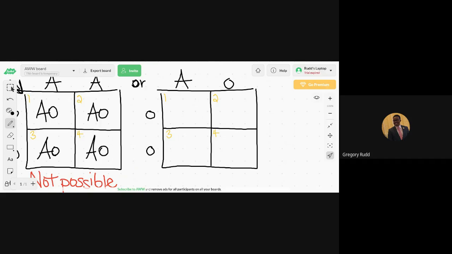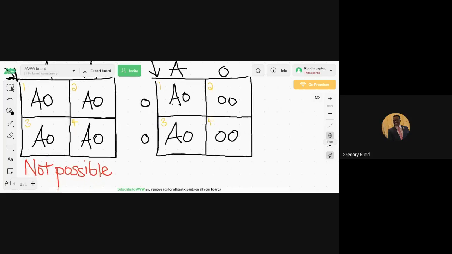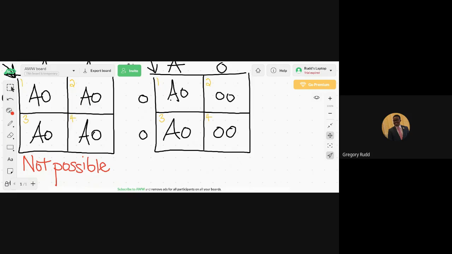Okay, what about box 1 of this Punnett square? AO. What about box 2? OO. Good. What about box 3? AO. Excellent. And box 4? OO. So what about in this Punnett square? Is it possible for James to be the father of an AB baby? No, it's not possible.